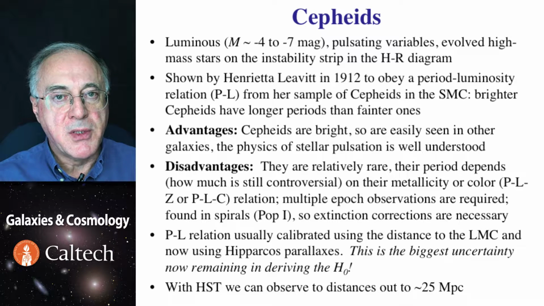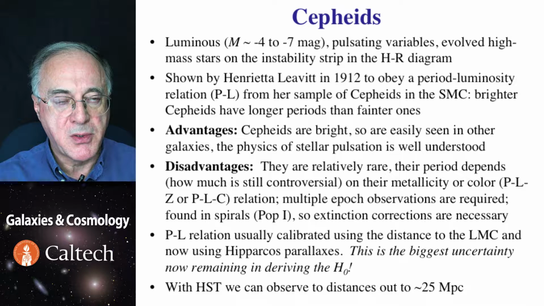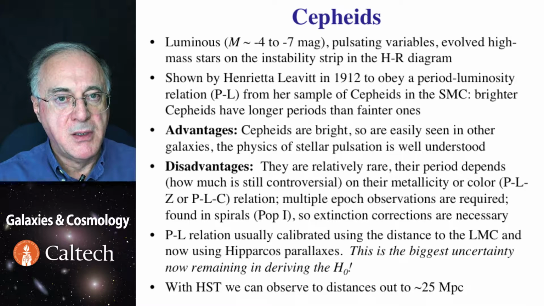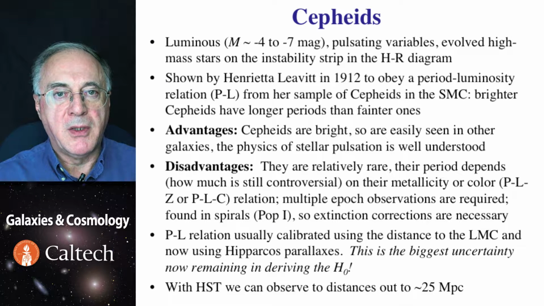Cepheids are important because they are bright, and so we can see them far away. We can find them in galaxies up to maybe 25 megaparsecs or so. So we can calibrate distances to a number of nearby galaxies using Cepheids, which is not easy, but it's possible. And then we can use distances to those galaxies to calibrate some other relations. It isn't all perfectly safe.